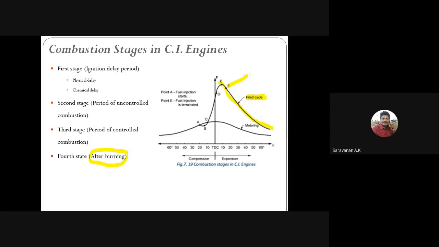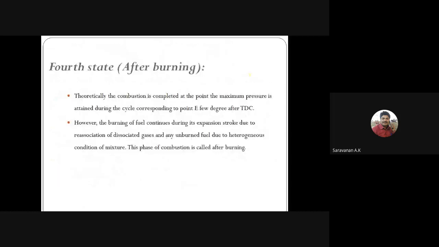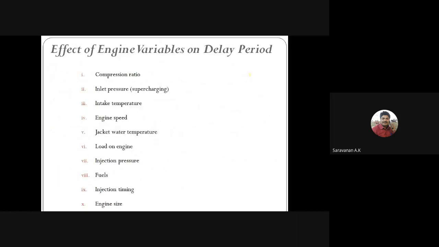Then we have some variables. What are the effects of the engine variables on the delay period? Most of these variables will reduce the delay period. For the compression ratio, if the compression ratio increases, the density, pressure and temperature of the fuel charge increase, and the increased pressure and temperature will reduce the ignition delay period. So the delay period will be reduced.